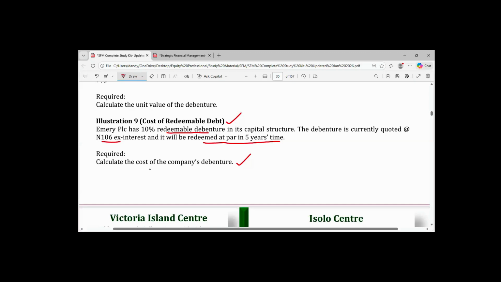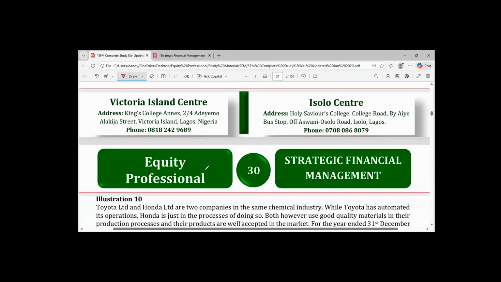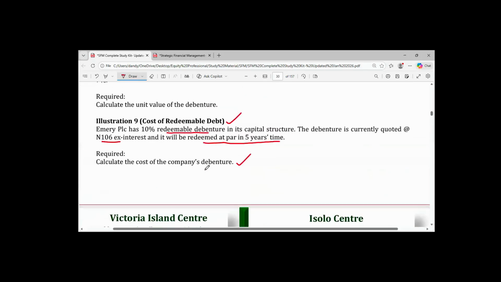If I'm given tax rates, that means I need to adjust for tax, because the interest I'm going to use for my calculation must be after tax or post-tax interest. In this question, we are not given tax rates, so there's no point to incorporate tax. So quickly, let's solve the question. That's illustration number 9, page 29.